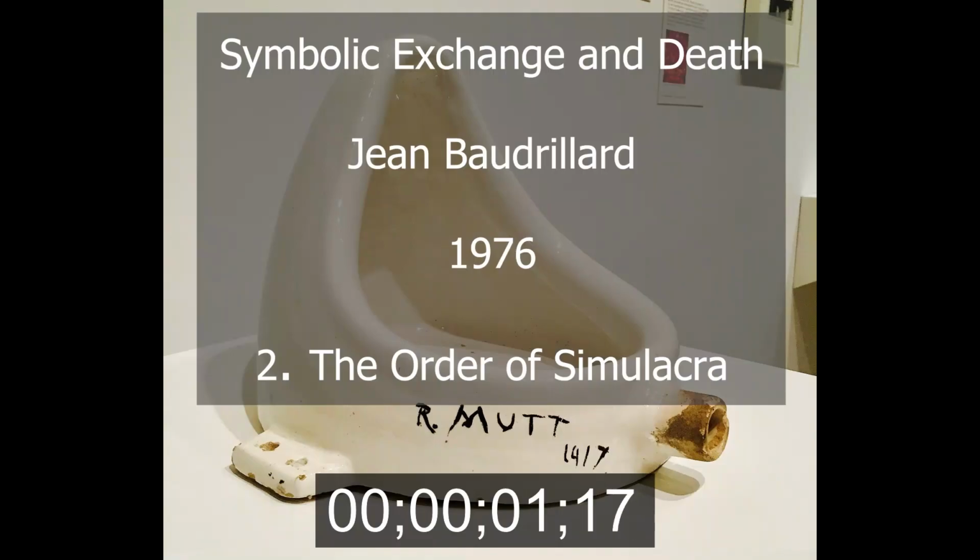Section 2. The Order of Simulacra. The three orders of simulacra. There are three orders of simulacra, running parallel to the successive mutations of the law of value since the Renaissance. The counterfeit is the dominant schema in the classical period, from the Renaissance to the Industrial Revolution. Production is the dominant schema in the industrial era. Simulation is the dominant schema in the current code-governed phase.